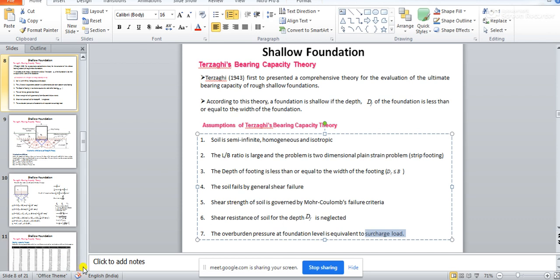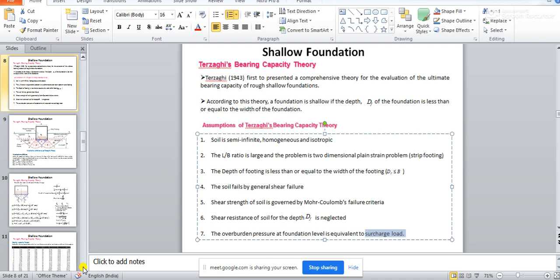So you see this overburden pressure, how do you calculate overburden pressure? It is very simple. It is nothing but the unit weight of soil. What is the unit weight of soil? Unit weight of soil means kilonewton per meter cube. So kilonewton per meter cube multiplied by meter, that is the depth of the foundation. So you are going to get a stress unit, that is kilonewton per meter square. So that is actually your overburden pressure.